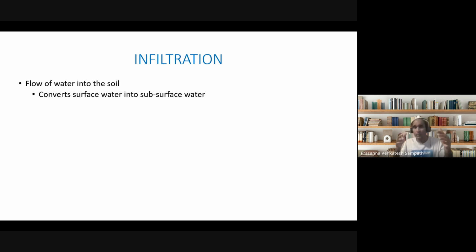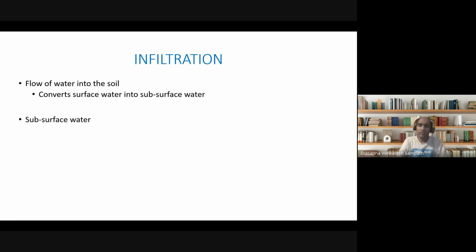Okay, so that's why when you have a metro train that goes underground, you call it a subway, right? Or anything submarine is something that goes under the surface. So the prefix sub is used to indicate something that is below, right? So infiltration is converting surface water into subsurface water, which is another way of saying groundwater, okay, underground water.